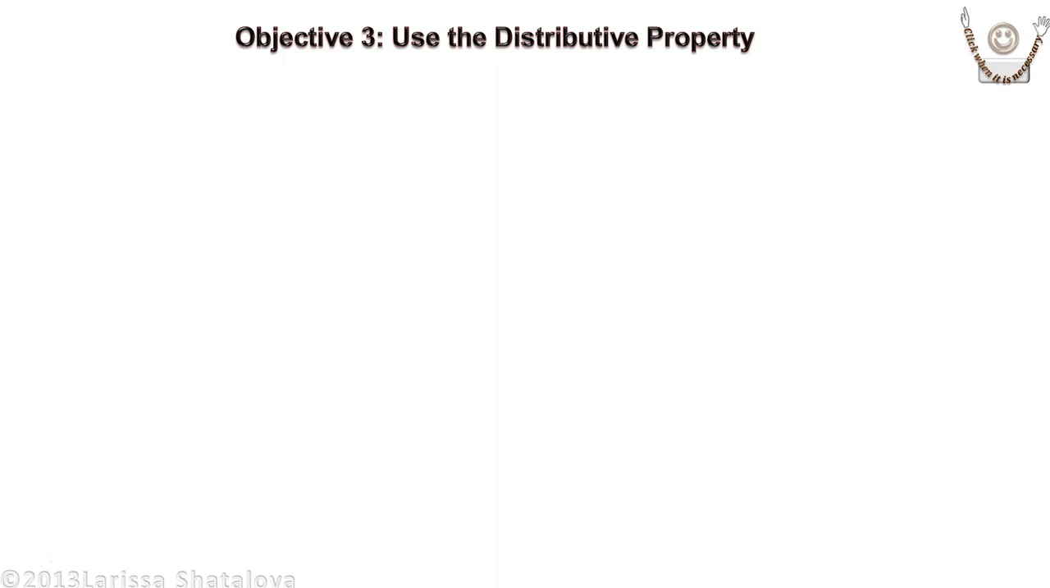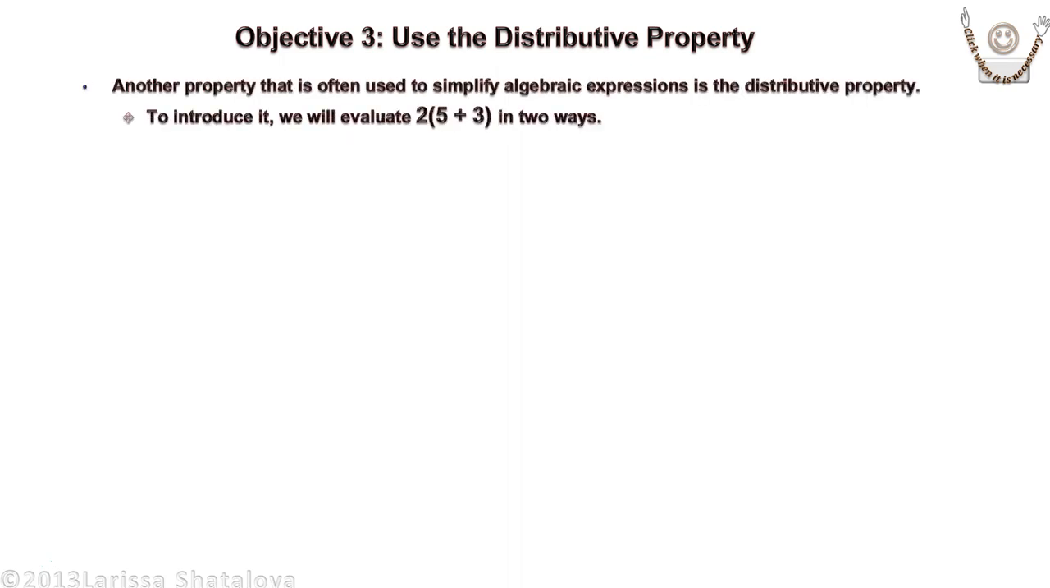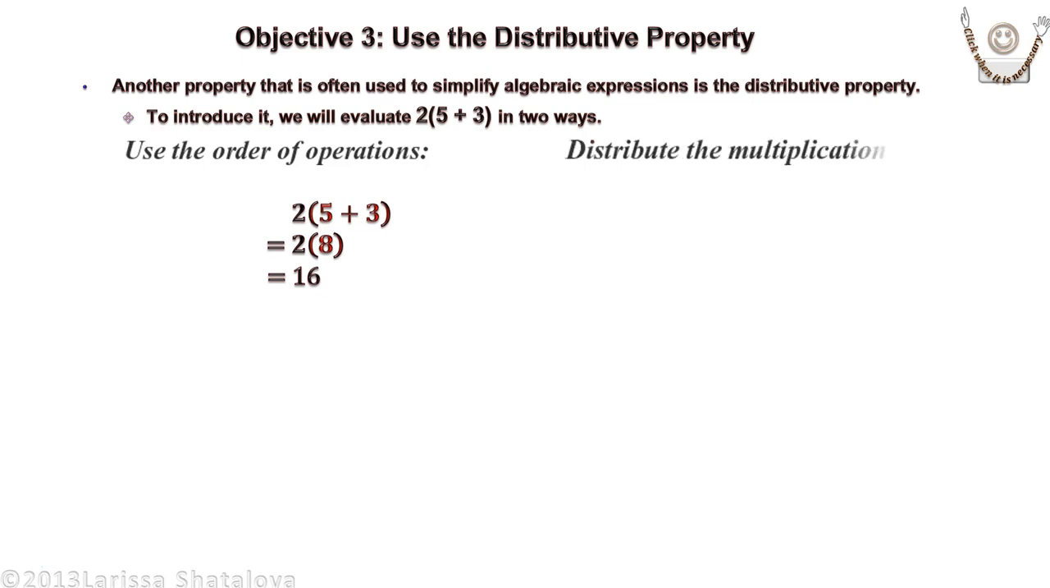Now we are ready to learn the distributive property. To introduce this property, we will evaluate 2 times (5 + 3) in two ways. If we use the order of operations, we simplify 5 + 3 within parentheses first, and it will be 8, and then 2 times 8 is 16. Another way is to distribute the multiplication. We multiply 2 times 5, which is 10, and then 2 times 3, which is 6, and 10 plus 6 is 16.